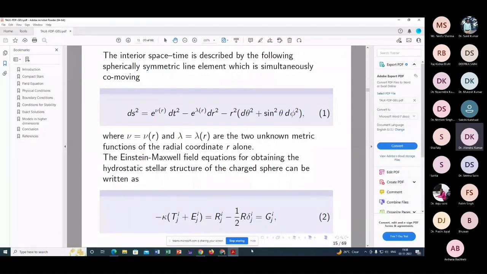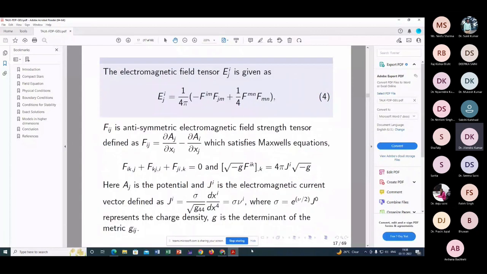Or in general form, we can represent ds squared in terms of the metric tensor, that is gij dxi dxj, where i varies from 1 to n and j varies from 1 to n. But in these models, we have taken i and j from 1 to n.